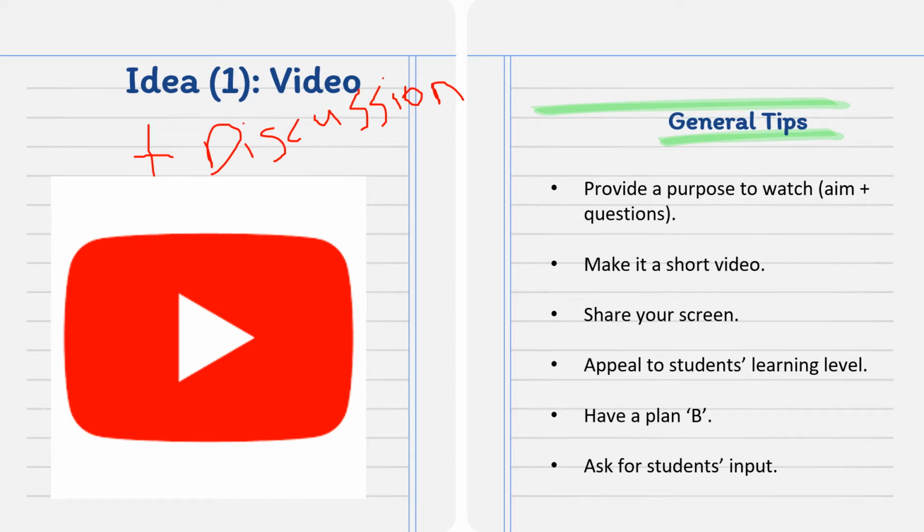Okay, so first of all, don't just show them the video. You have to give them a purpose, which means 2 things. An aim: we're going to watch this video to understand, to know, to learn more about blah, blah, blah. And what I want you to do is to watch the video and answer these questions, and then give them 2 to 3 questions that they have to answer as they watch.